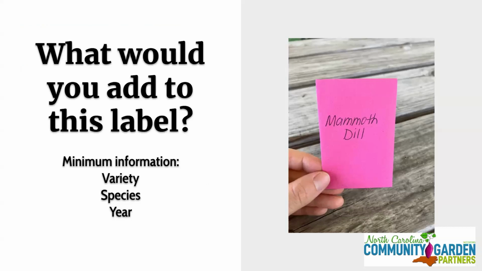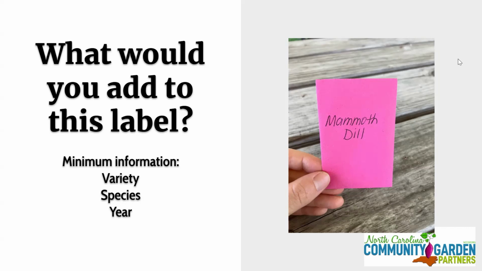Here's an example of poor labeling. You know what it is, but you don't know who it came from, where it was grown, and how old these seeds are. So if you don't really want to get into the whole labeling thing, make sure that everybody understands the minimum is you need to know the variety. So what kind of seeds are these? Like mammoth dill, you've got the variety, you've got the species, and what year?